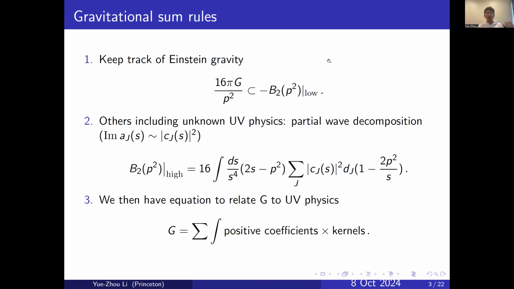Now, if we apply this game to Einstein gravity, then the low-energy part we can measure using the sum rule, and that measures G Newton. All other contributions, like unknown UV physics or loops, can be organized into the high energy part by using the partial wave decomposition. That is saying that we don't know many more details about that, but one thing we know is that by Lorentz invariance, we can decompose the amplitudes into partial waves. And by unitarity, we know the imaginary part of the partial wave coefficient, what we call the spectral density, has to be positive definite. So once we do this, we have an equation to relate G Newton to some UV physics. And this UV physics can be schematically organized in terms of positive coefficients multiplied with some other functions, summed over some states.